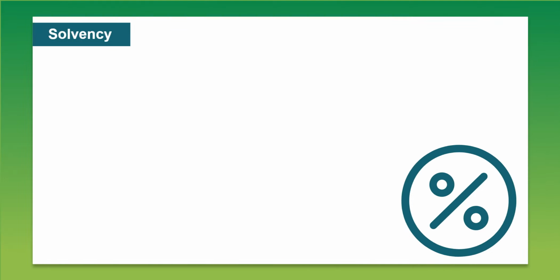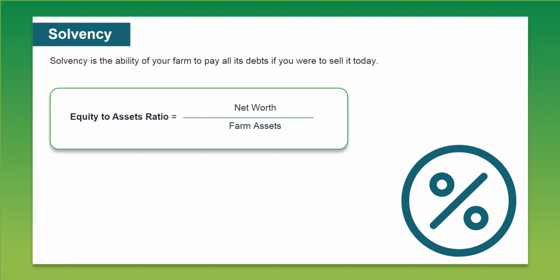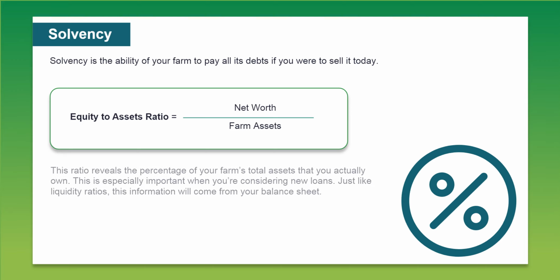The second key ratio measures solvency, which is the ability of your farm to pay all its debts if you were to sell it today. Solvency is measured by calculating the equity to assets ratio. This ratio reveals the percentage of your farm's total assets that you actually own. This is especially important when you're considering new loans. Just like liquidity ratios, this information will come from your balance sheet.